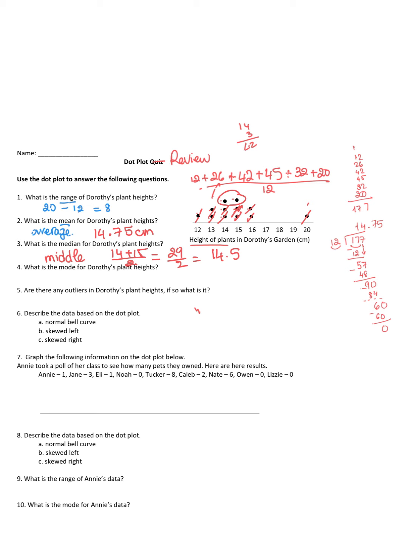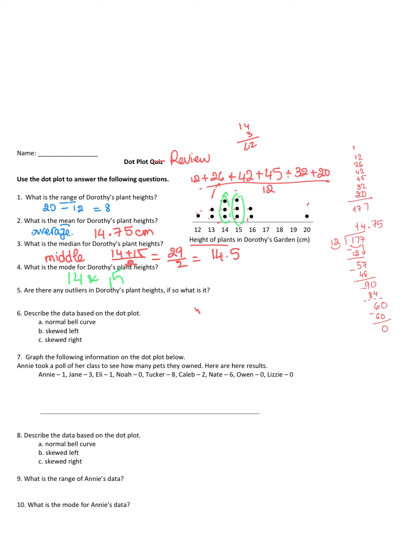Okay, next one is what is the mode for the height. Mode is the one that repeats the most often. So we have 14 and 15 repeated 3 times. So the mode will be 14 and 15. It's okay to have 2 modes and you don't need to find the average of those 2.